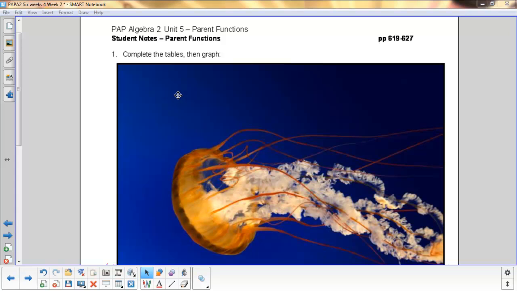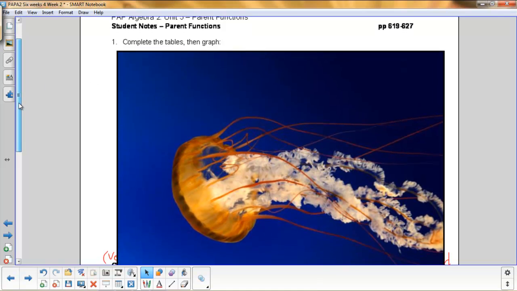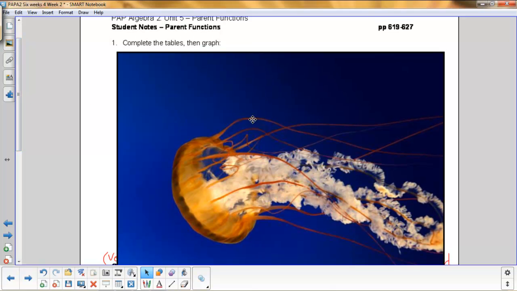So pause the video now, enjoy the beautiful jellyfish, and then after you're finished with that, you can fill in your information.